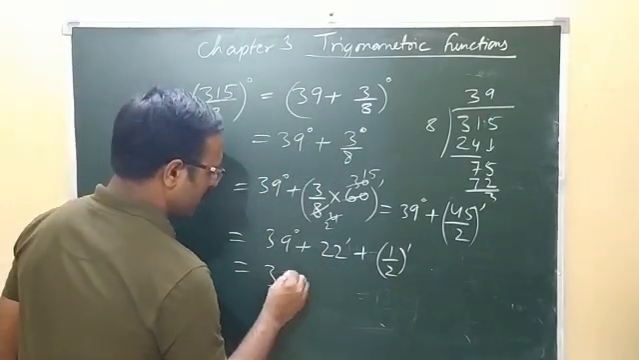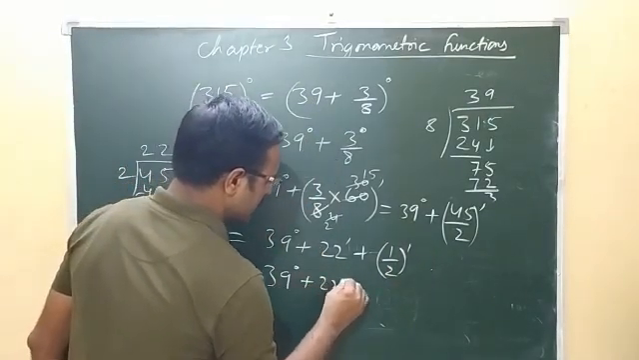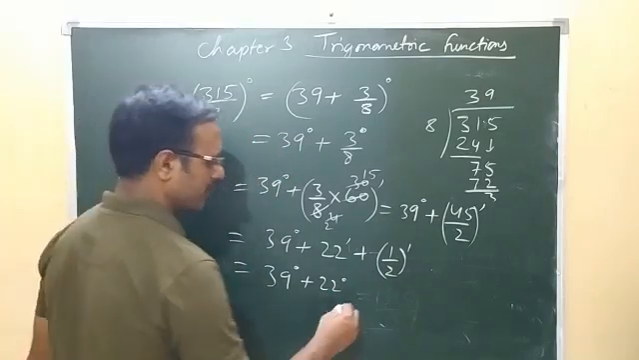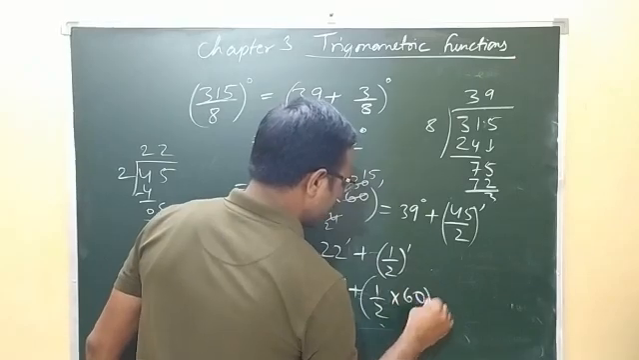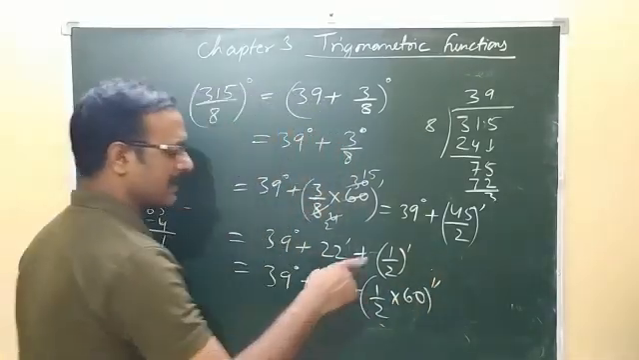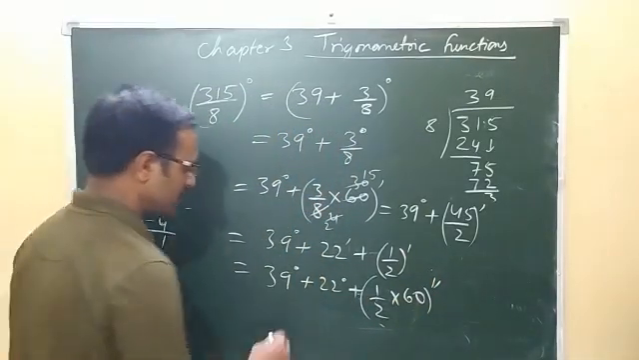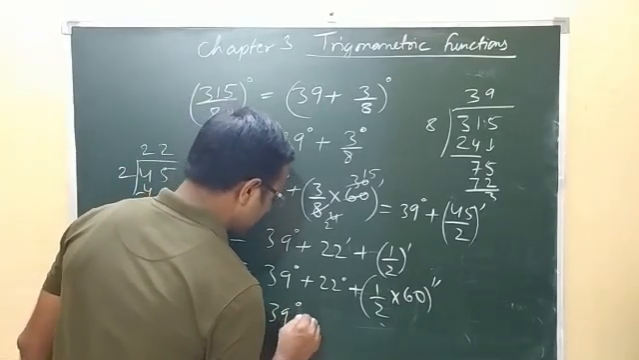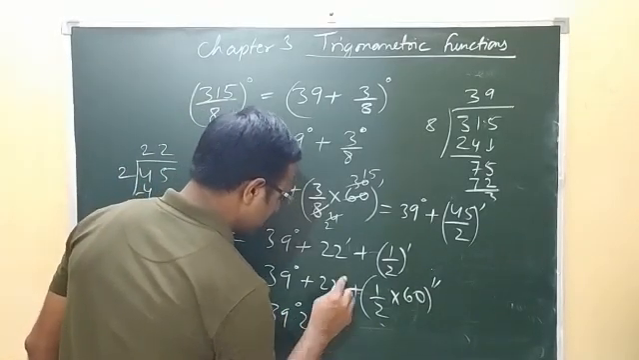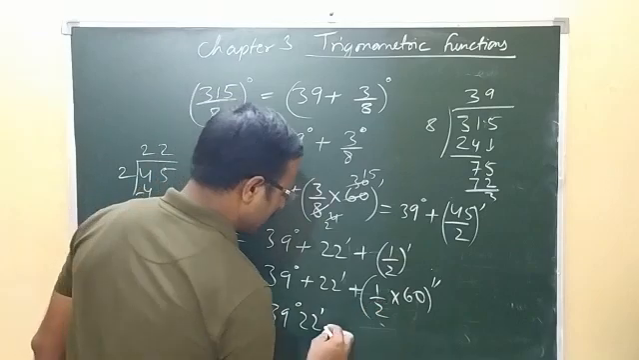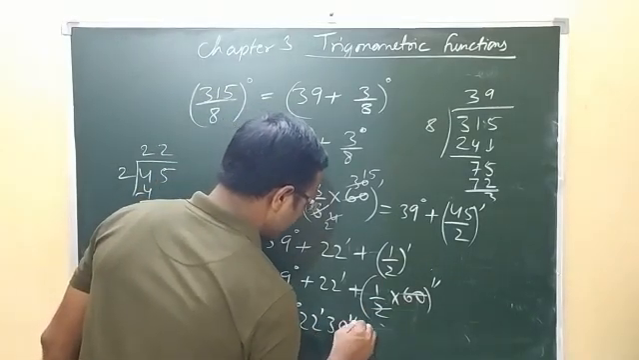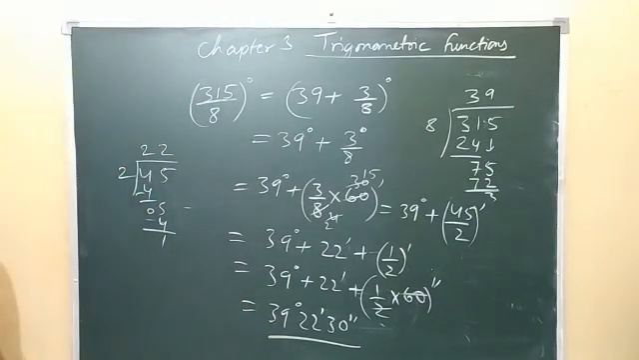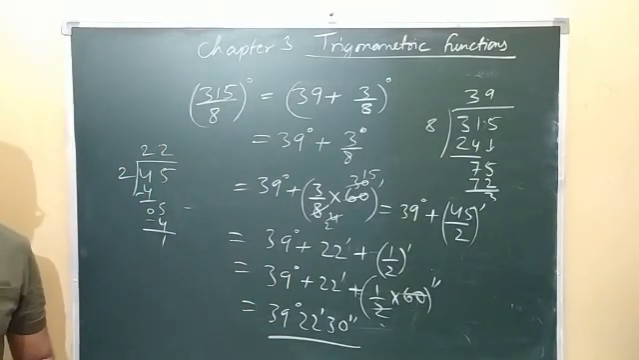So you have got this as minutes and this is a fraction, so you will convert into seconds. Multiply with 60 and write it in seconds. So you will get 39 degree, 22 minutes, and the last one will be 30 seconds. So this is the final answer of the given question.